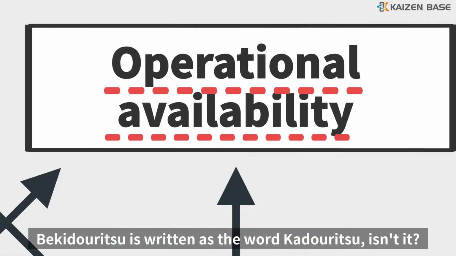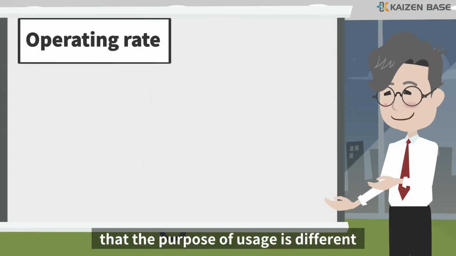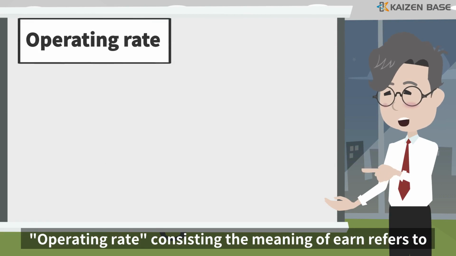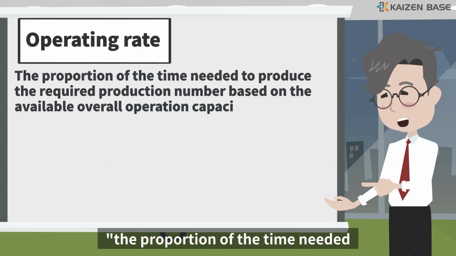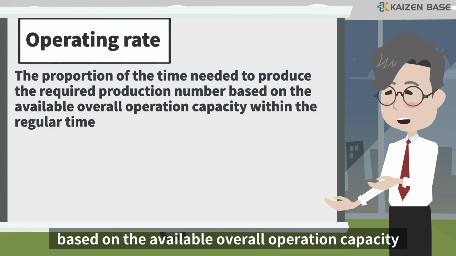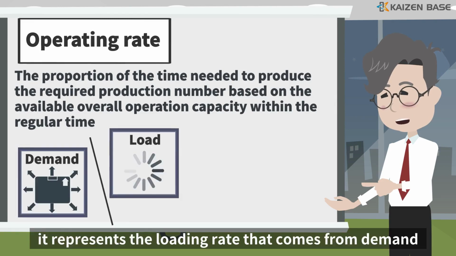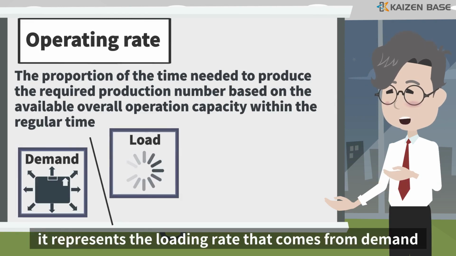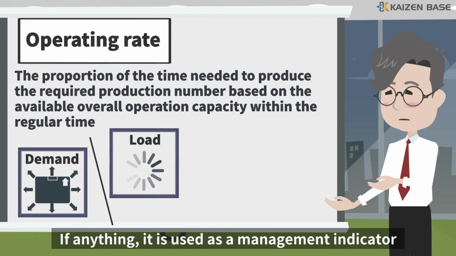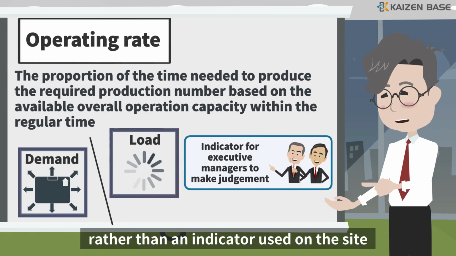Bekido Ritsu is written as the word Kadow Ritsu, isn't it? I learned for the first time that the purpose of usage is different. Operating rate, which carries the meaning of earn, refers to the proportion of the time needed to produce the required production number based on the available overall operation capacity within the regular time. It can be said that it represents the loading rate that comes from demand. If anything, it is used as a management indicator rather than an indicator used on the site.